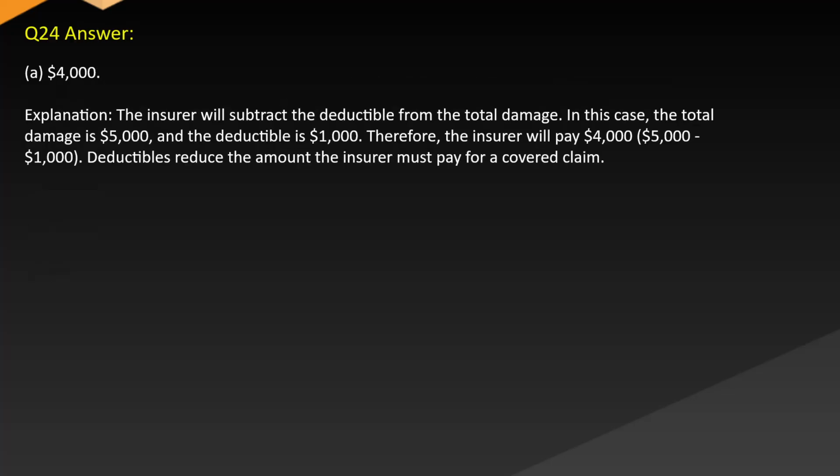Answer: A. $4,000. Explanation: the insurer will subtract the deductible from the total damage. In this case, the total damage is $5,000 and the deductible is $1,000. Therefore, the insurer will pay $5,000 minus $1,000, which is $4,000. Deductibles reduce the amount the insurer must pay for a covered claim.